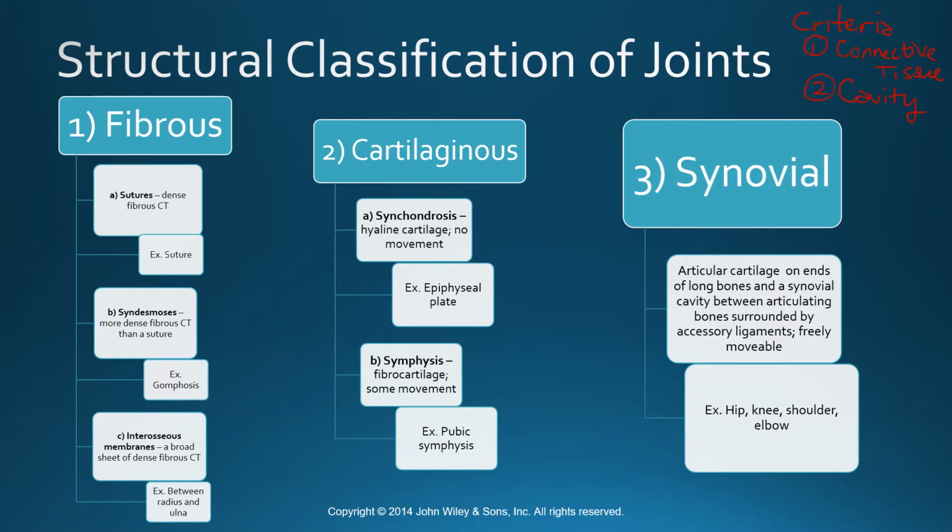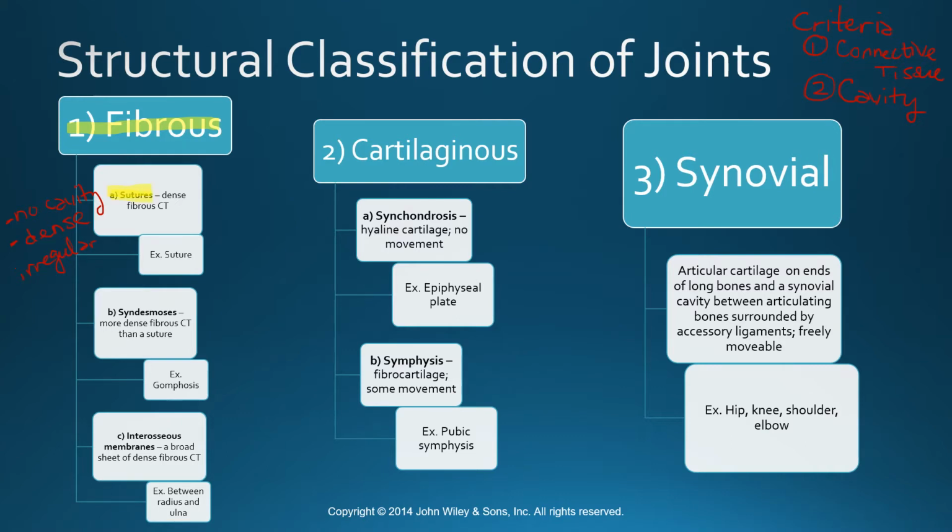So there are three types of structurally classified joints. The first one is fibrous. Fibrous joints are where there is no synovial cavity, and the bones are held together by dense irregular connective tissue that is really rich in collagen fibers. There are a couple of different sub-classifications under the fibrous structural classification.